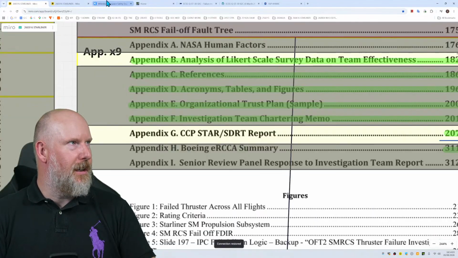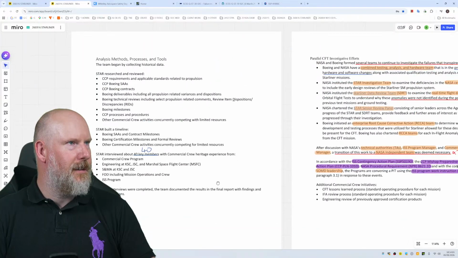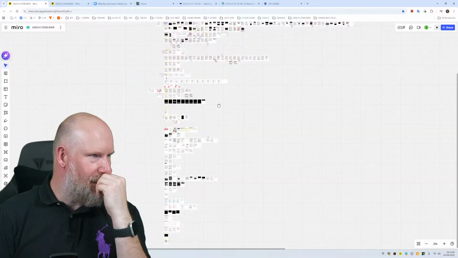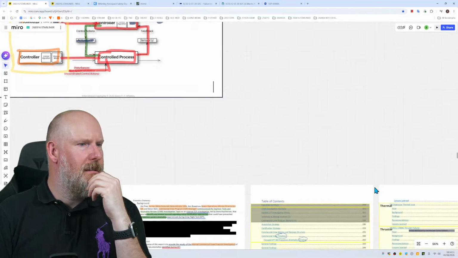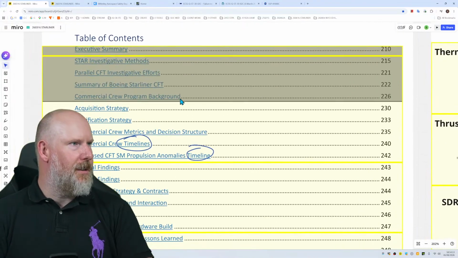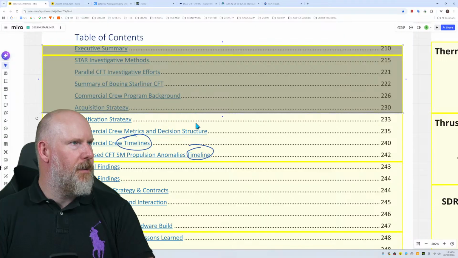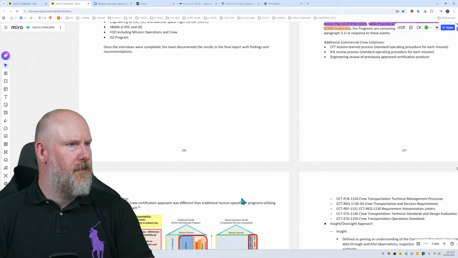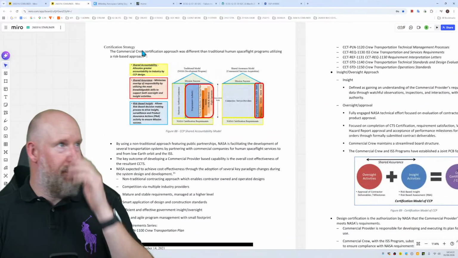Acquisition strategy and CCP contracts. Actually, I should just zoom out and do it myself, shouldn't I? There we go. Acquisition strategy. There we go. Certification strategy. Here we go, everybody. Certification strategy.